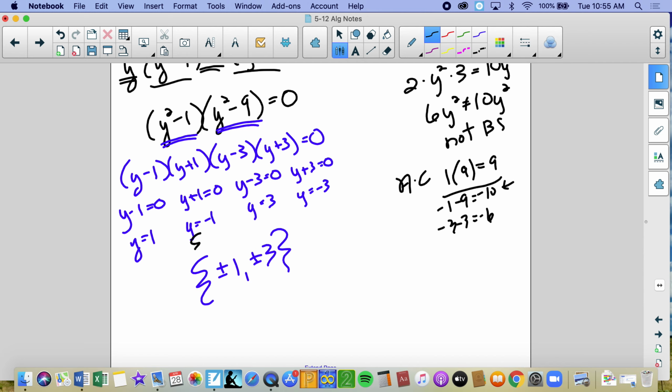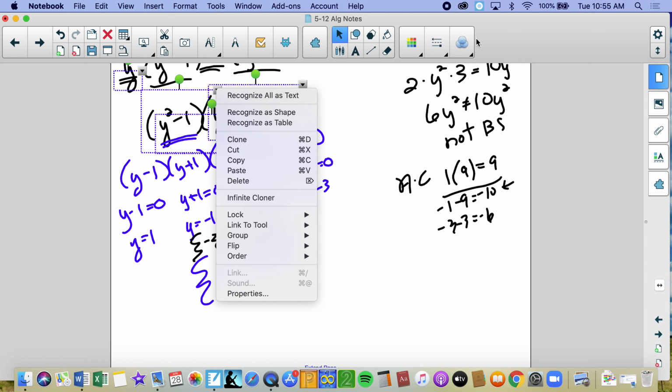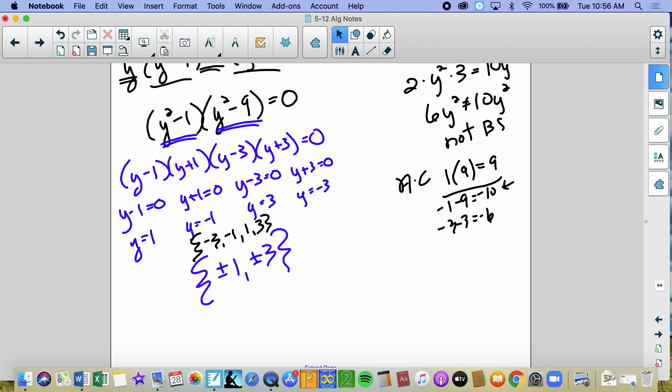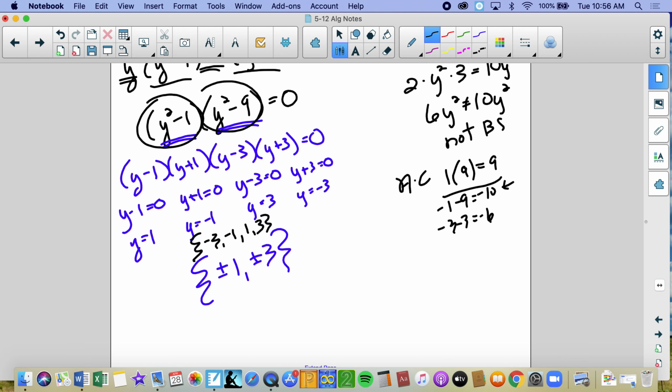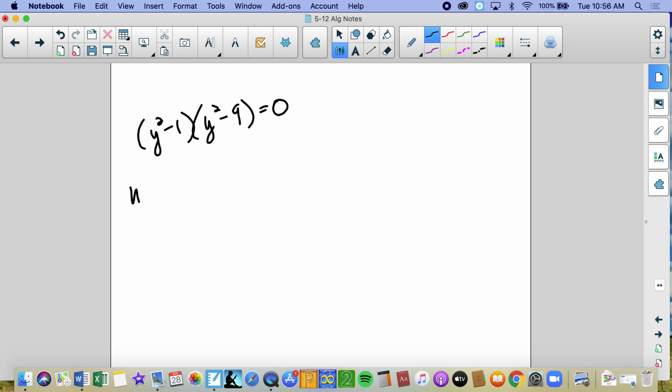Or you could have just listed them. Negative 3, negative 1, 1, 3 would have been okay. But let's take a look at this. What if I set each of those equal to 0? Because once we've got two things multiplying to equal 0, we can use the zero product property. So let's paste that. We don't need those. So if we set each one equal to 0.